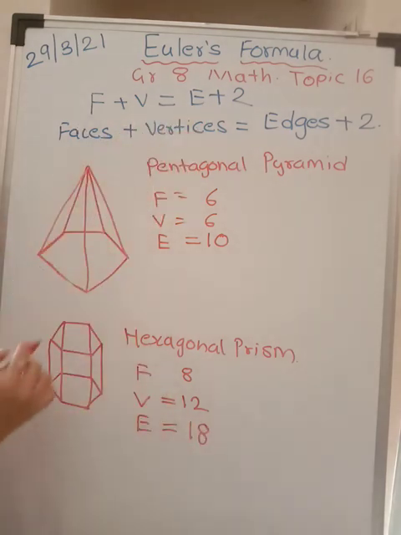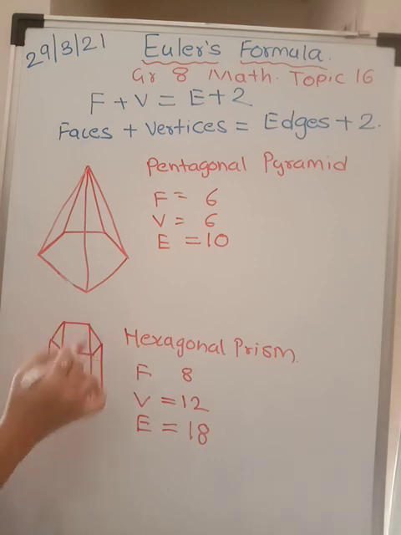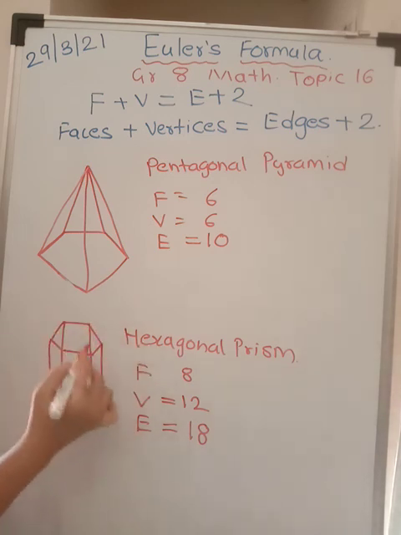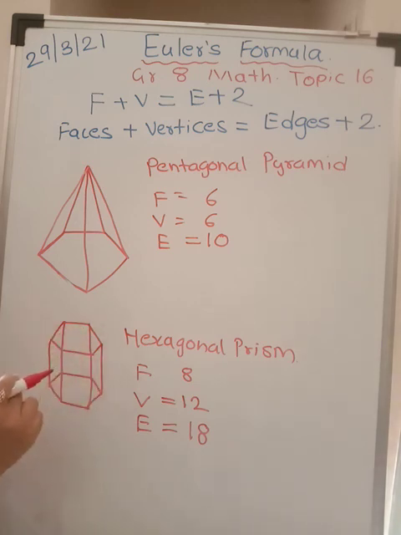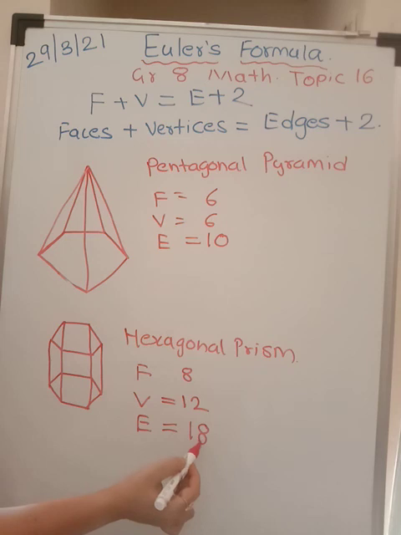You calculate the edges, see 1, 2, 3, 4, 5, 6, 7, 8, 9, 10, 11, 12, 13, 14, 15, 16, 17 and 18. This is from the front and that is from the back side. You remember it like that. Alright. So 20 minus 2 will be equal to edges. Okay. So this is the end of your 16th topic, students.